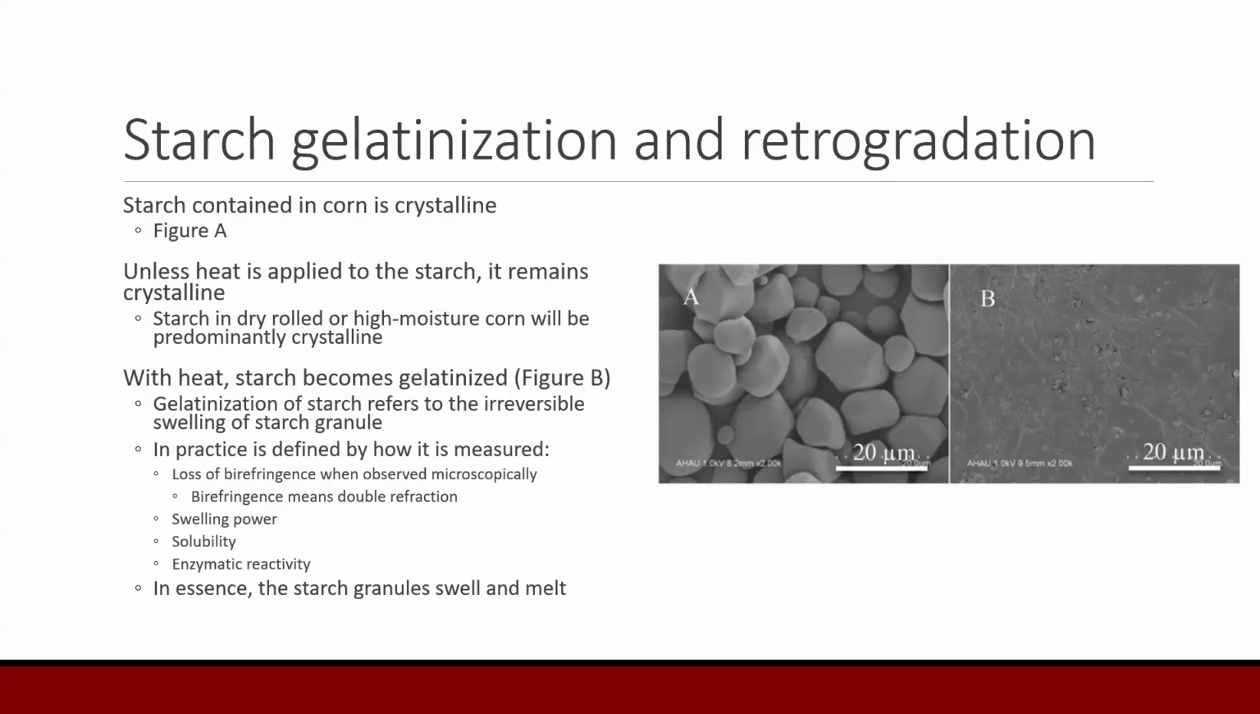We can measure swelling power, we can measure solubility, and then we can measure enzymatic activity or reactivity. So we can measure starch availability by incubating it with amylase and then measuring glucose production. So how much glucose gets yielded from a given amount of amylose when we mix it with amylase. Okay? Any questions on this?